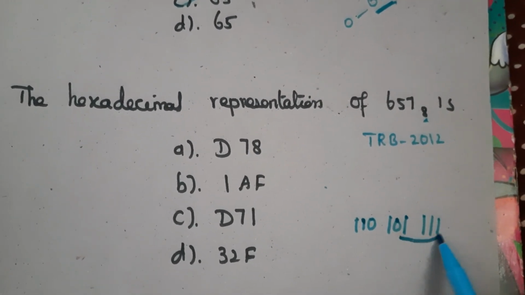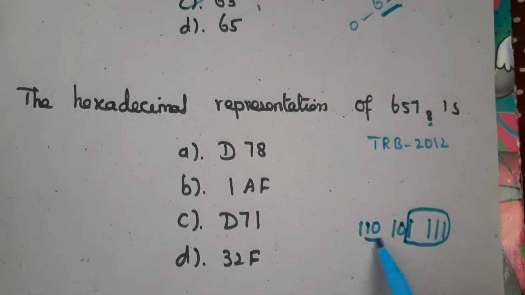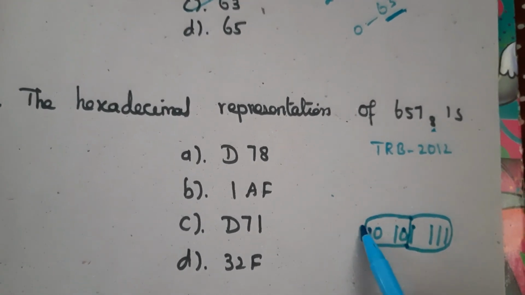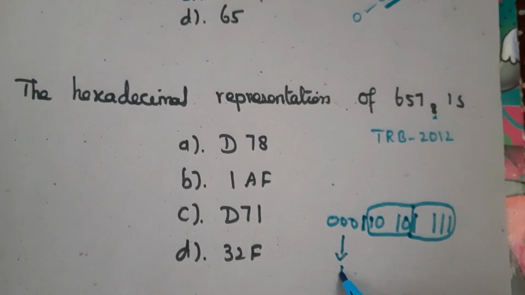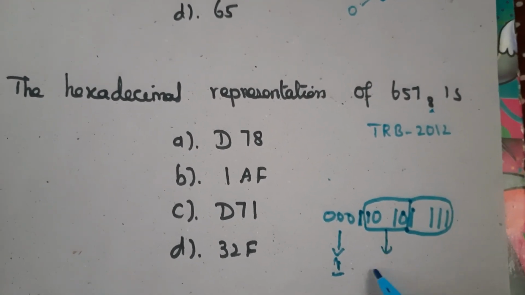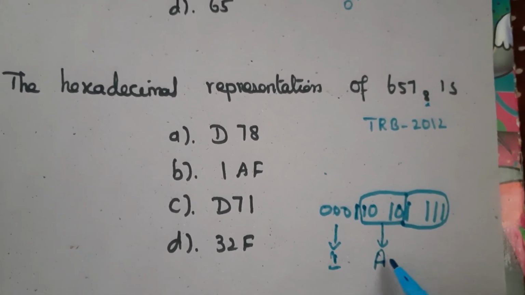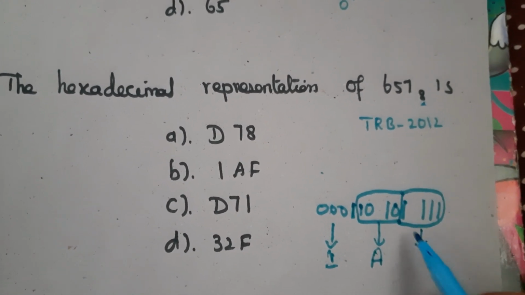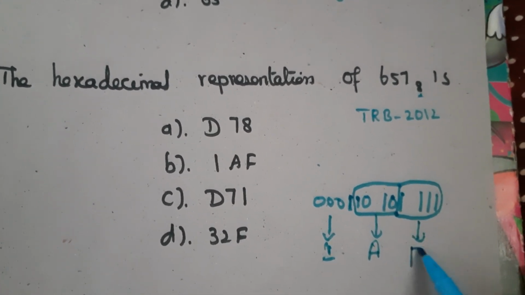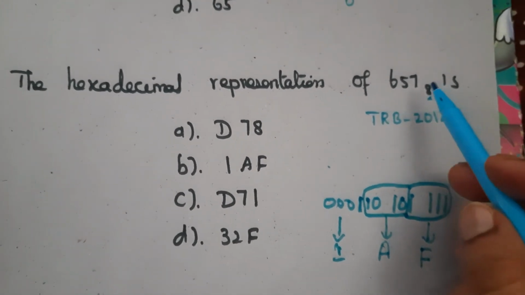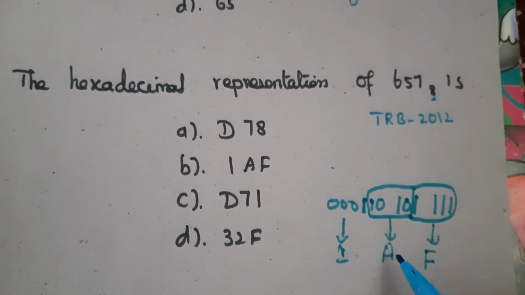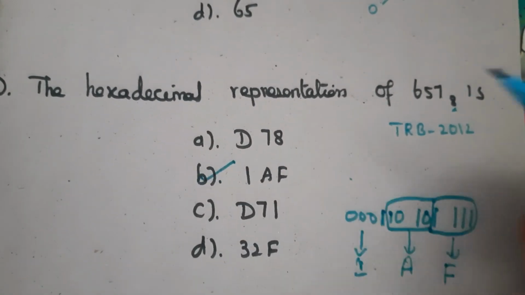For that we group 4 bits, and this 1 means the remaining 3 are zeros. So the first one is 1, this one is 10, and in hexadecimal that is equivalent to A, and this is 15, that is equivalent to F in hexadecimal. So here the hexadecimal representation of this number is equal to 1AF. So here the answer is B.